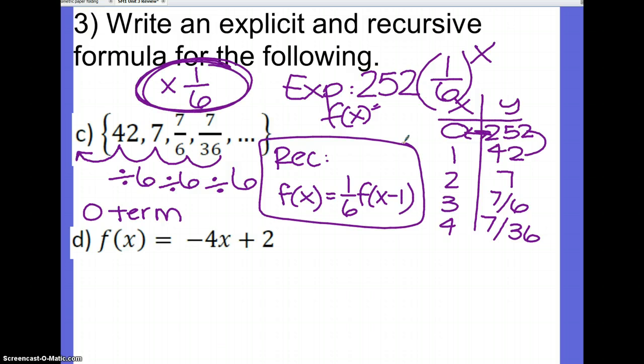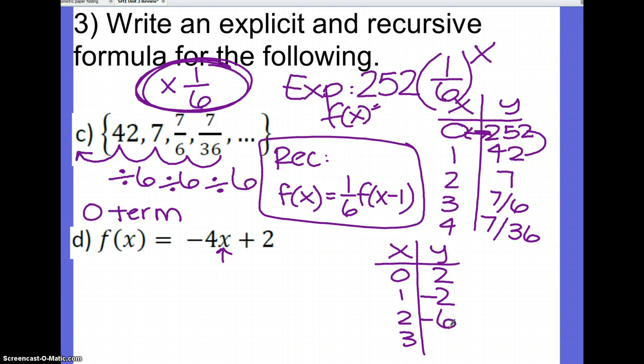D, I would make a table, and I would plug in 0, 1, 2, 3, so you can get an idea. So if you plug in 0 here, negative 4 times 0 is 0, plus 2 more is 2. If you plug in a 1, 1 times negative 4 is negative 4, plus 2 is negative 2. And if you keep going with that, the pattern is actually minusing 4, because there is this minus 4 here that's multiplying by x. So that is subtracting 4 every time.